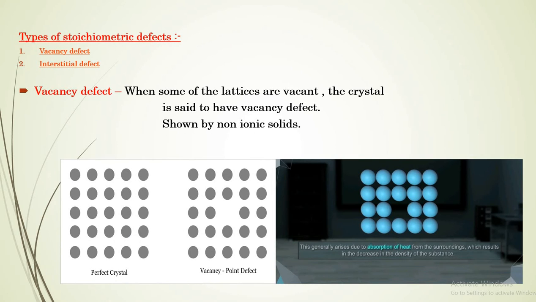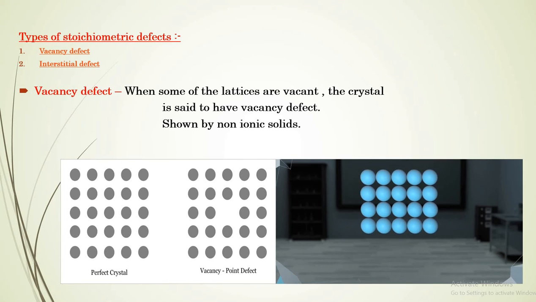Let us see the vacancy defect first. When some of the lattice sites are vacant, the crystal is said to have vacancy defect. These are generally shown by non-ionic solids. As you can see in the picture, the perfect crystal has all the lattice sites, all the atoms intact, whereas in vacancy point defect, one of the atoms is missing. Let us understand it through a video.